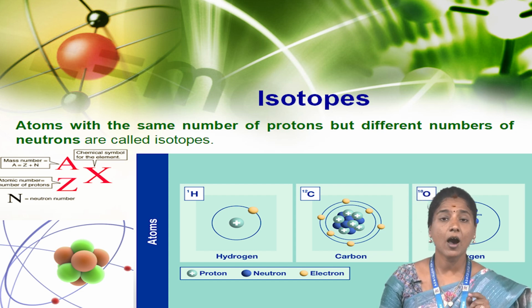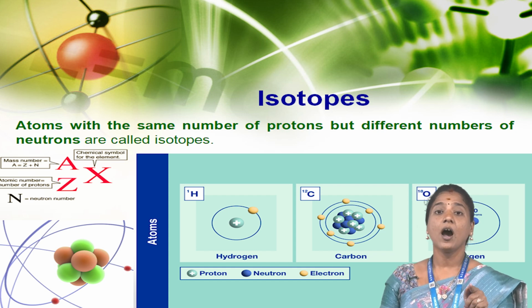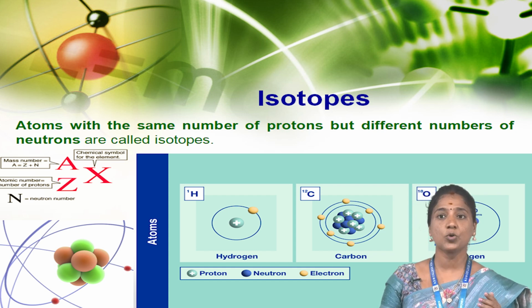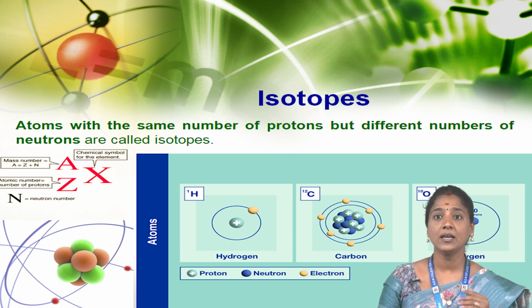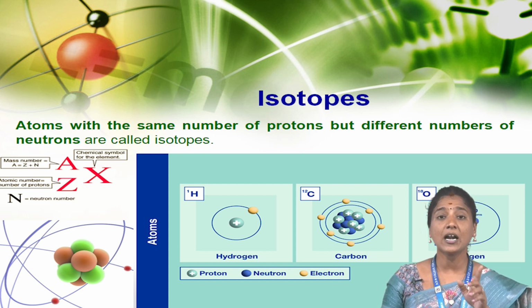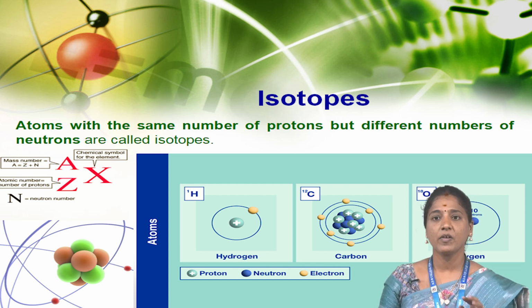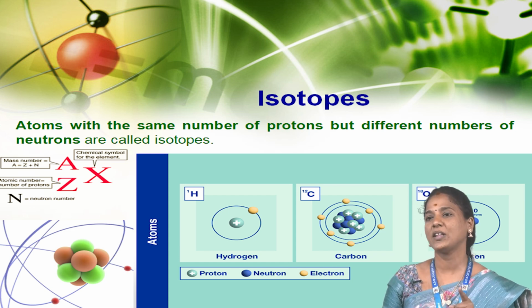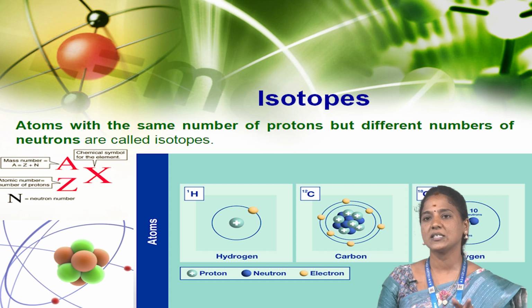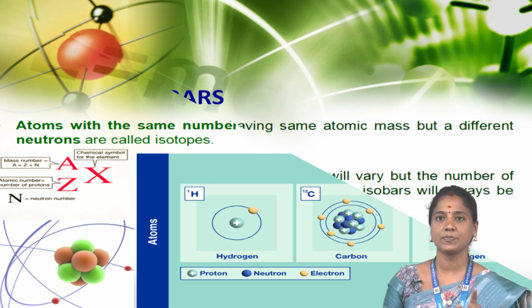For example, carbon-12, carbon-13 and carbon-14 are three isotopes of the element carbon with the mass numbers 12, 13 and 14 respectively. The atomic number of carbon is 6, which means every carbon atom has 6 protons, so the neutron numbers of these isotopes are 6, 7 and 8 respectively.